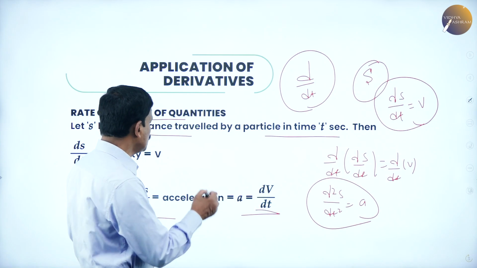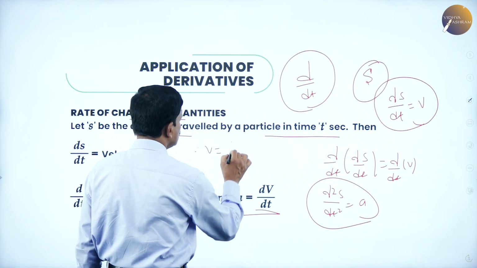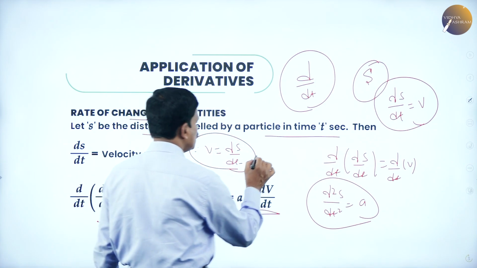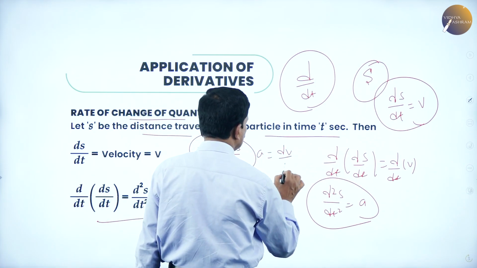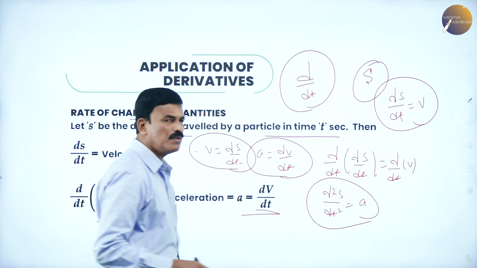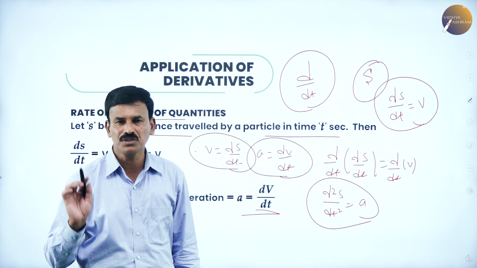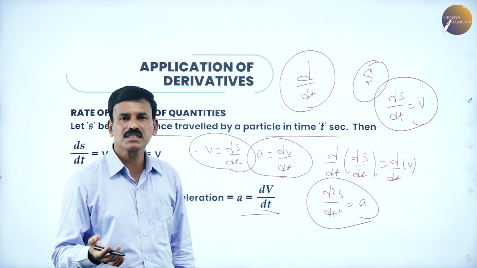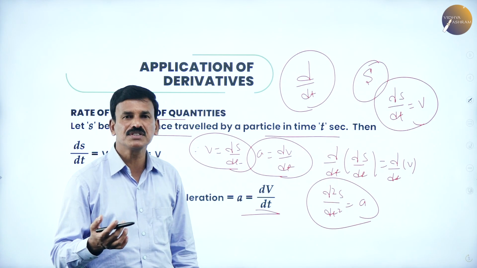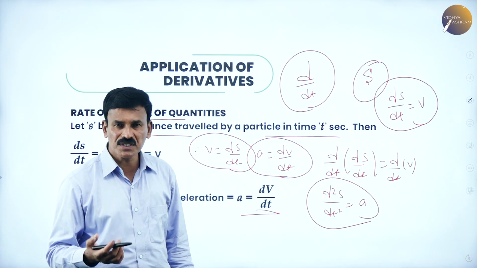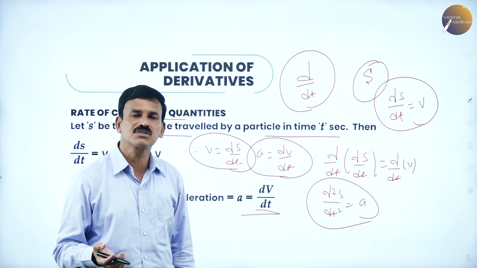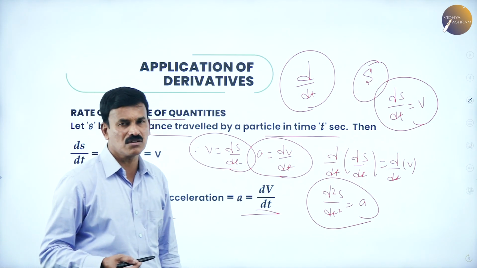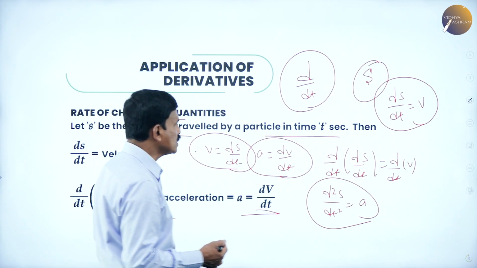So in general, the velocity is equal to ds by dt. ds by dt is called the velocity, and the acceleration is equal to dv by dt. dv by dt is called the acceleration. So in general, if you differentiate one time, you will get the velocity. If you do one more differentiation, the double differentiation, d square s by dt square will give the acceleration.